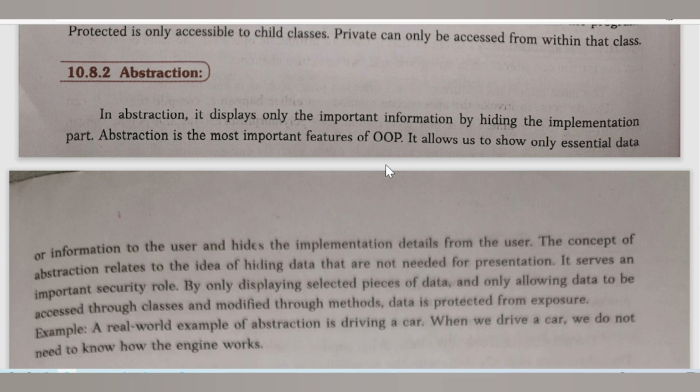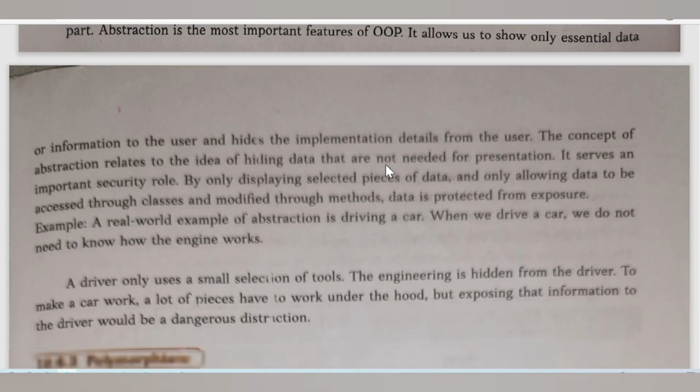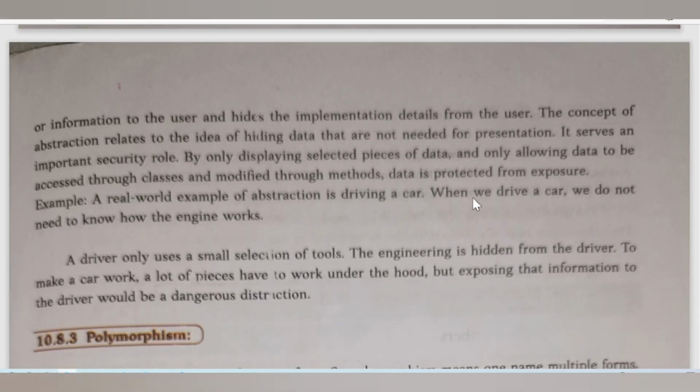Then abstraction. Abstraction displays only important information by hiding the implementation part. Abstraction is the most important feature of OOP. It shows only essential data or information to the user by hiding the implementation details from the user.